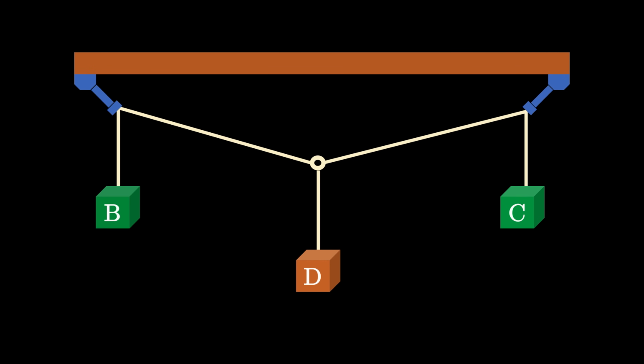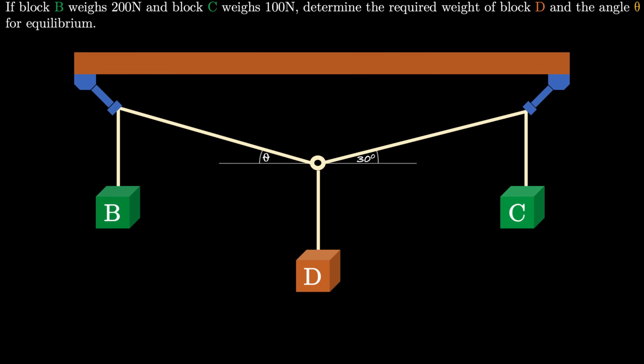We have this system which has 3 pods, and we're given some additional information. We're told that if block B weighs 200 newtons and block C weighs 100 newtons, determine the required weight of block D and find the angle theta for equilibrium. So first of all, let's write the given data.